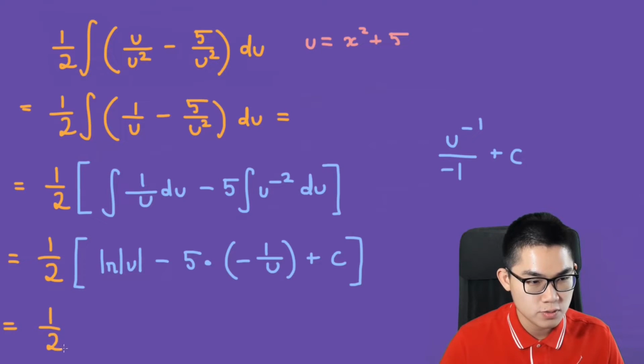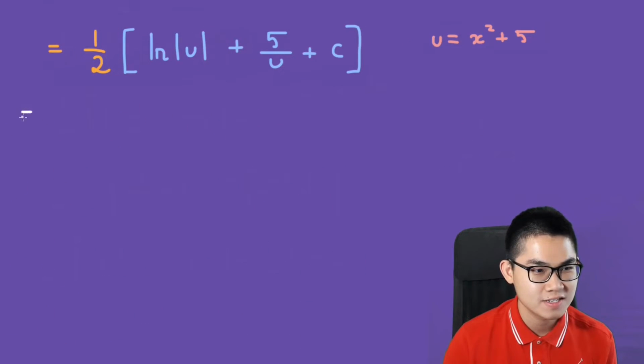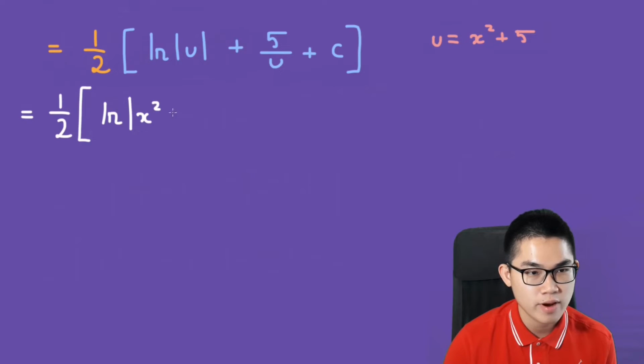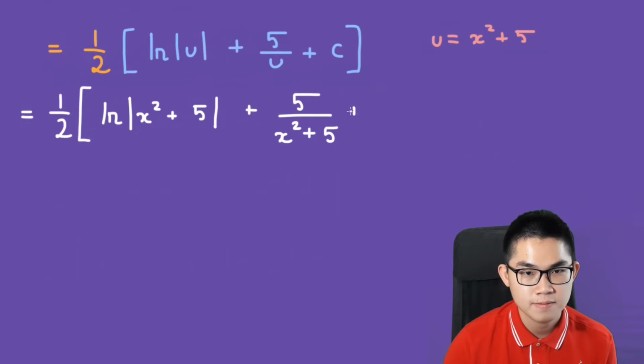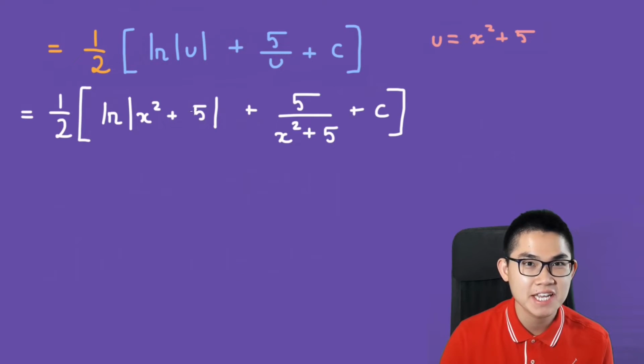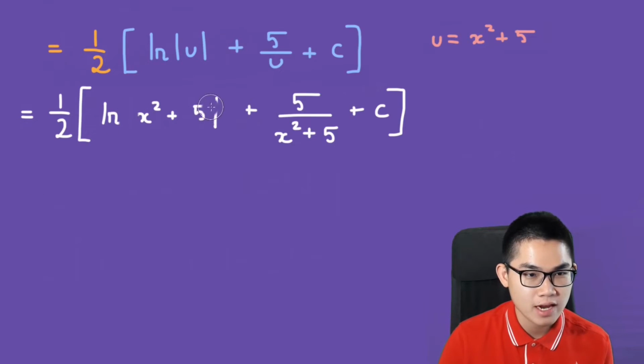We get 1 over 2 times the ln of the absolute value of u minus 5 times the negative 1 over u. This is the same as plus 5 over u plus c. And we're almost done. So we get 1 over 2 times ln of u, and we have to change the u back to the x. So we get the ln of x squared plus 5 plus 5 over x squared plus 5 plus c. And one thing I want to mention is that x squared plus 5, that function is always above the horizontal axis. And because of this, you can get rid of the absolute value.